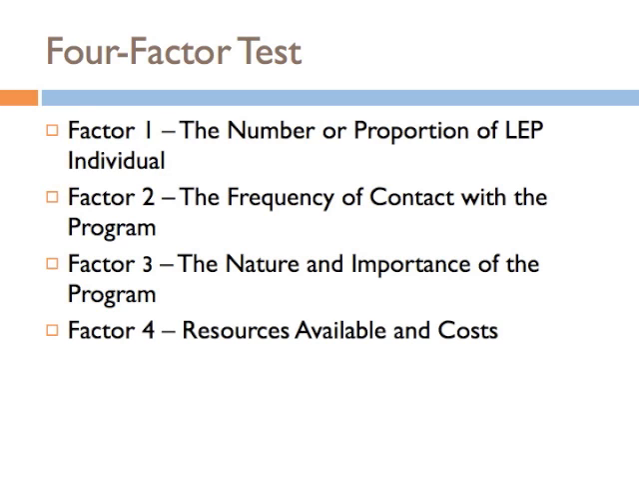Factor 4. The resources available to the recipient and costs. A recipient's resources and the costs associated with language services are a consideration in the four-factor test. However, recipients are encouraged to carefully consider cost-effective means of delivering competent language services before limiting services due to resource concerns. The cost of many services can be spread out over time, and technology and other efficiency measures are available to assist recipients in meeting their Title VI obligations.